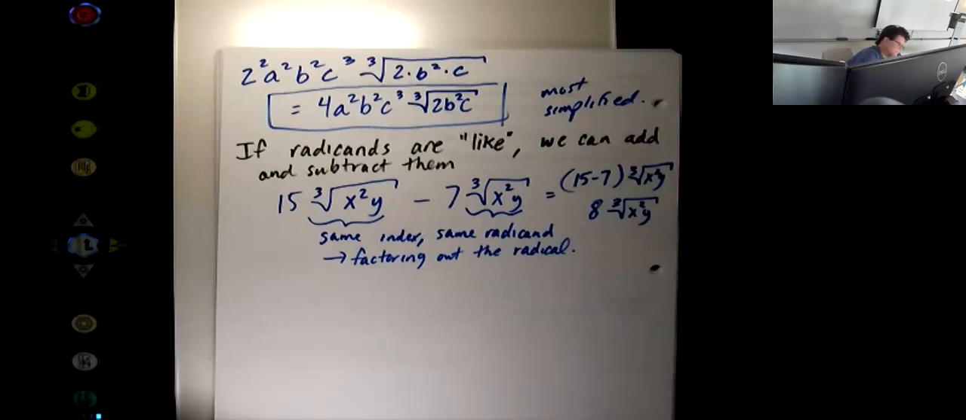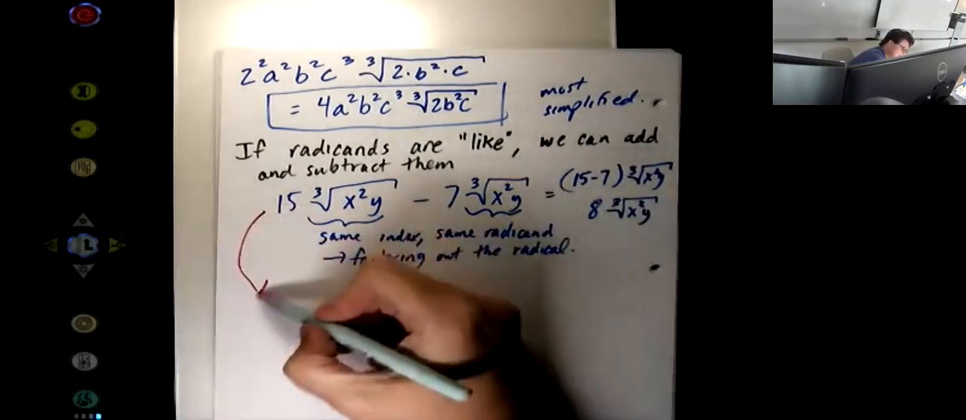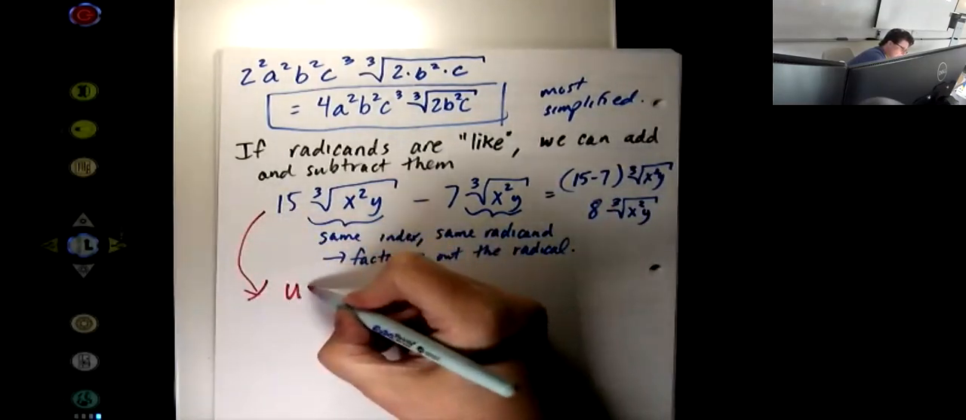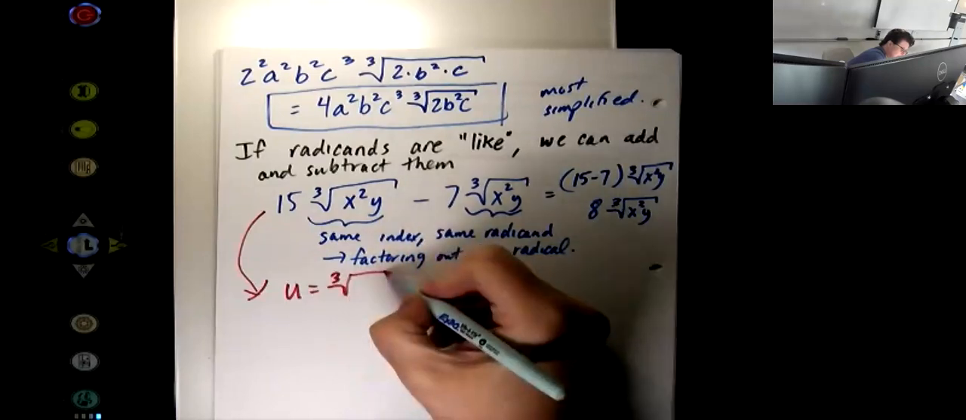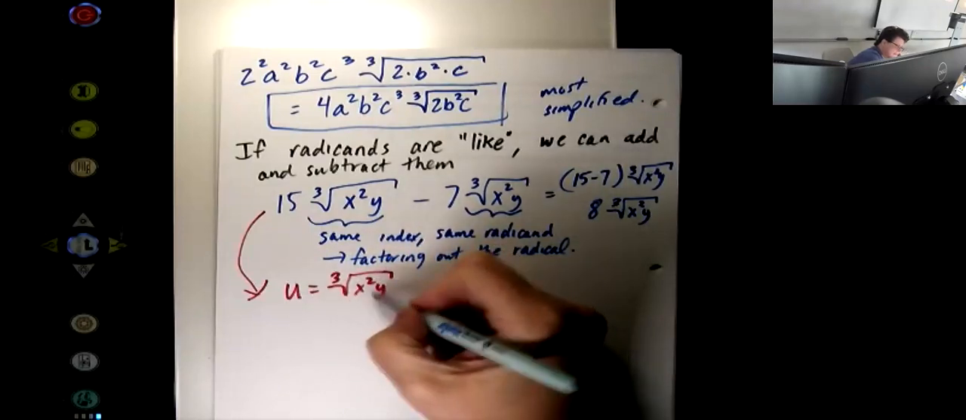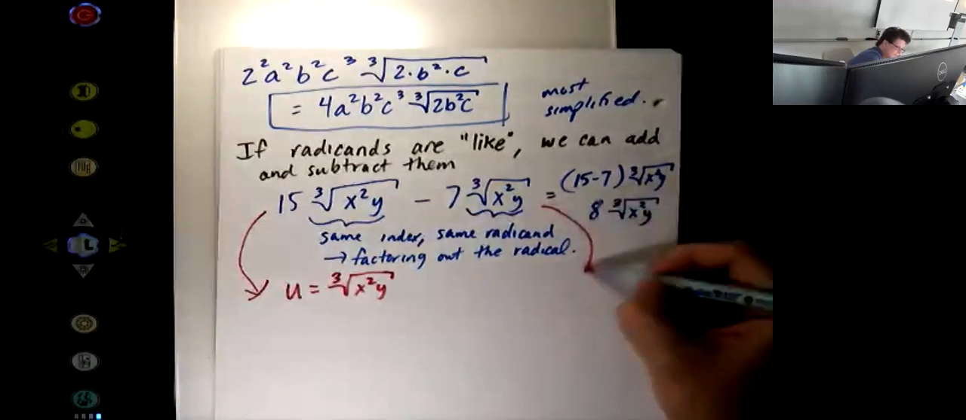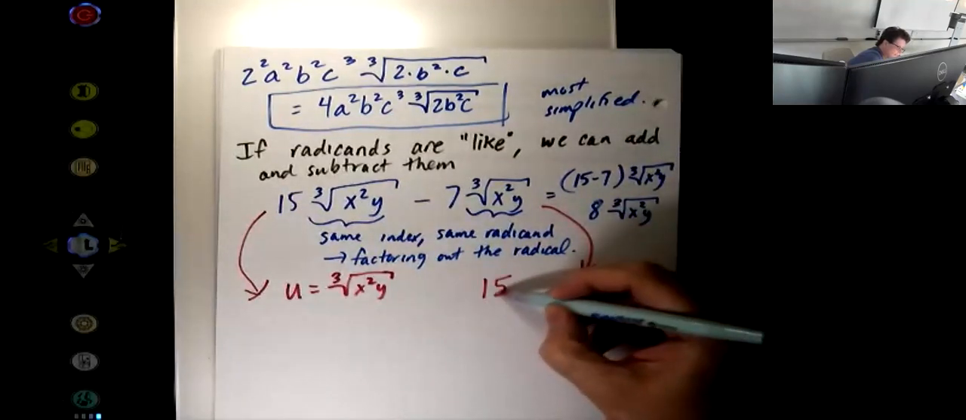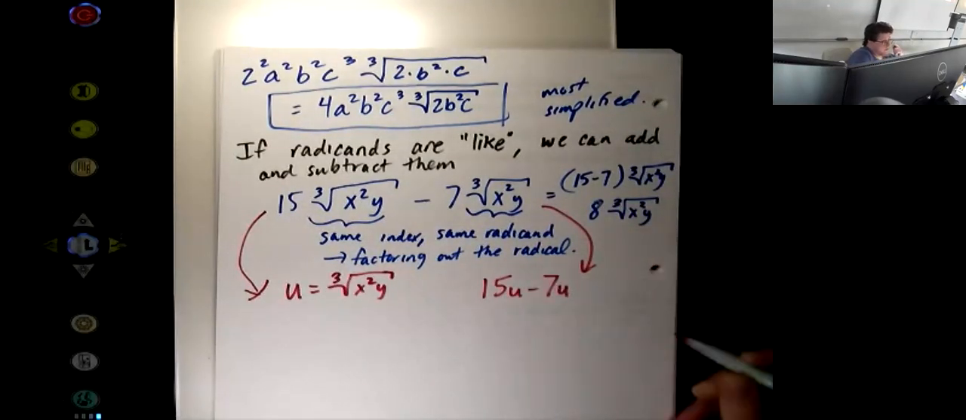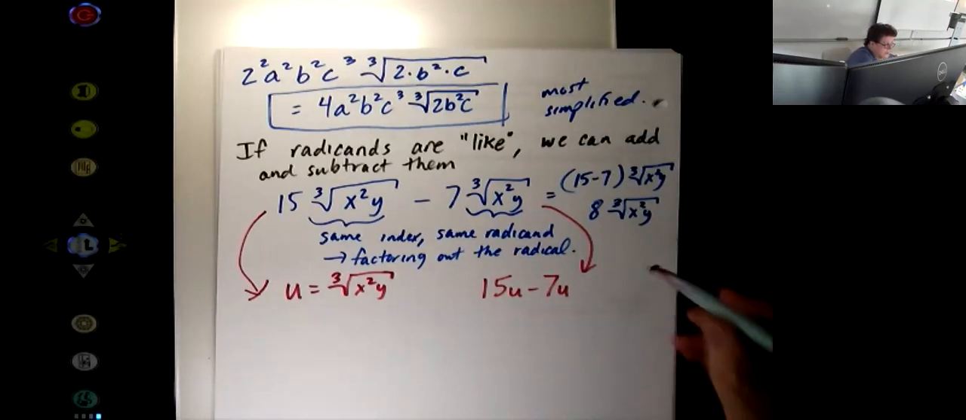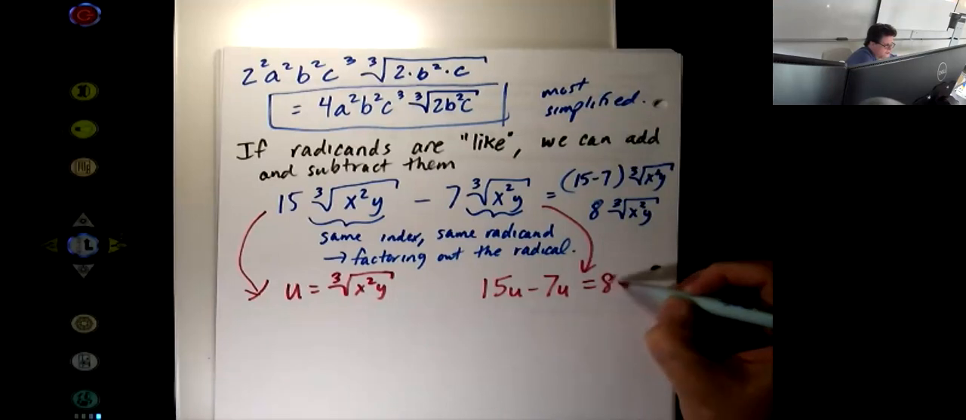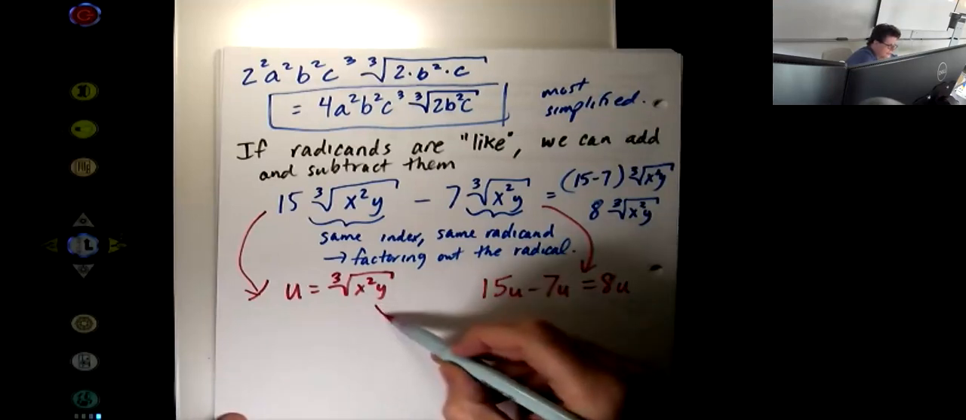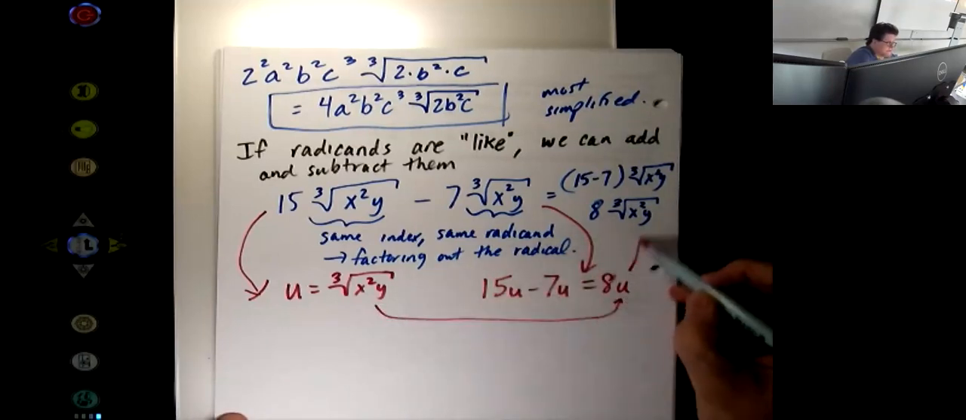If it helps you, change the blue to red so it stands out. I can say u equals cube root of x squared y. And then this looks like 15u minus 7u. I get 8u. And then you plug it back in, you replace u.